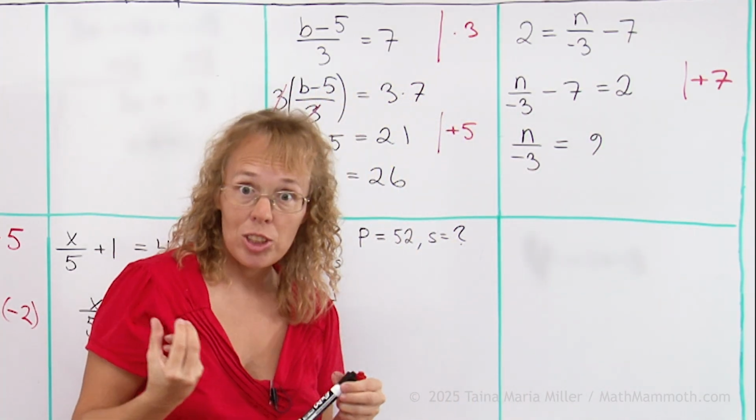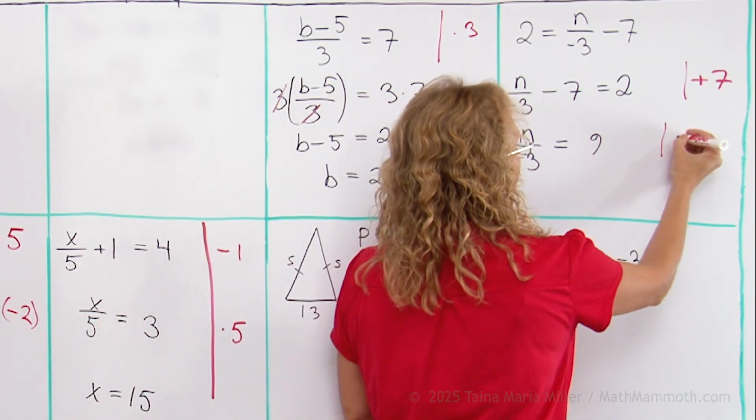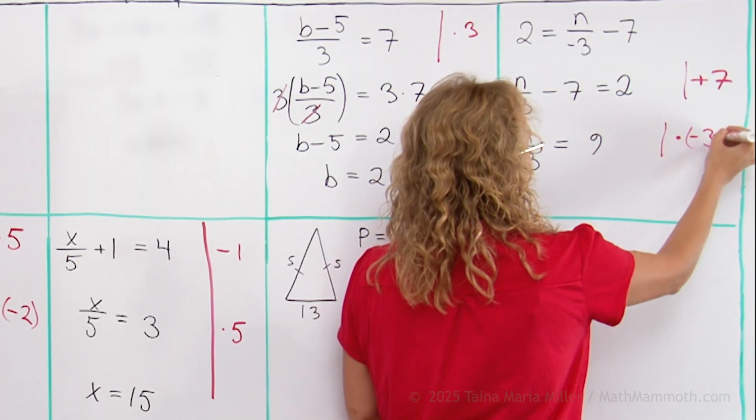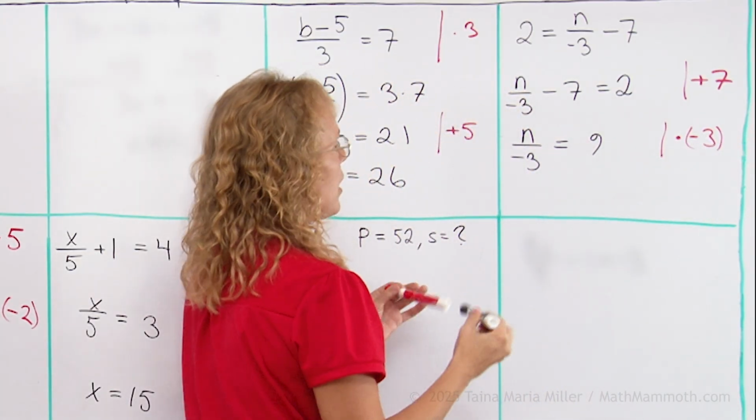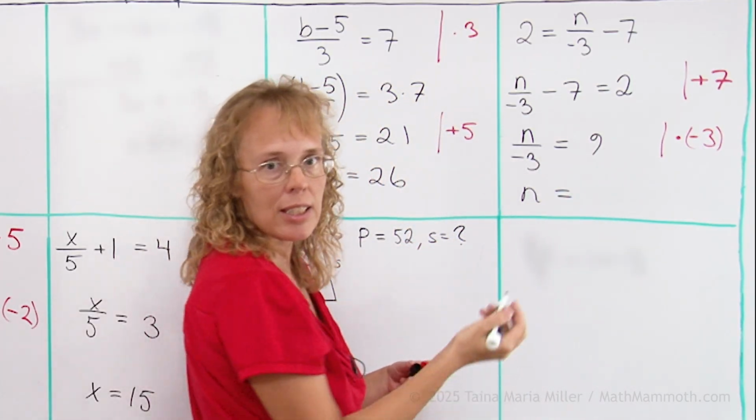And now it's a simple division equation, n divided by something, so I have to multiply by that. Multiply by negative 3. And that leaves n alone. And then 9 times negative 3 is negative 27.